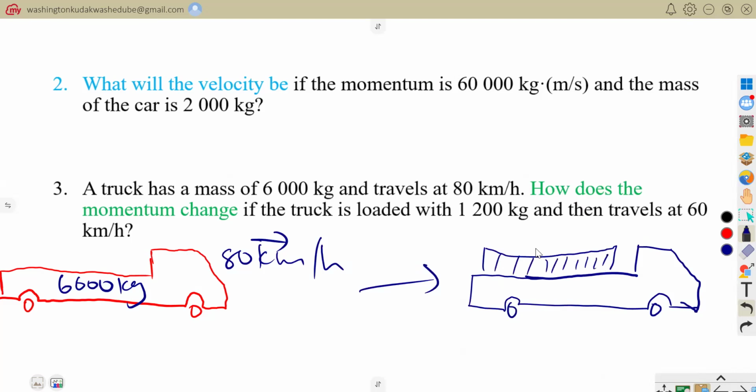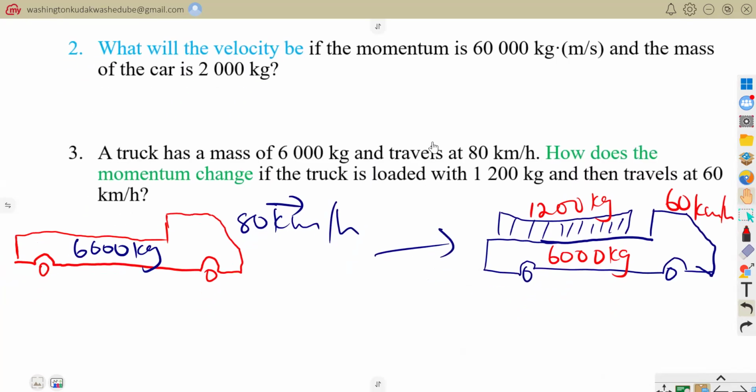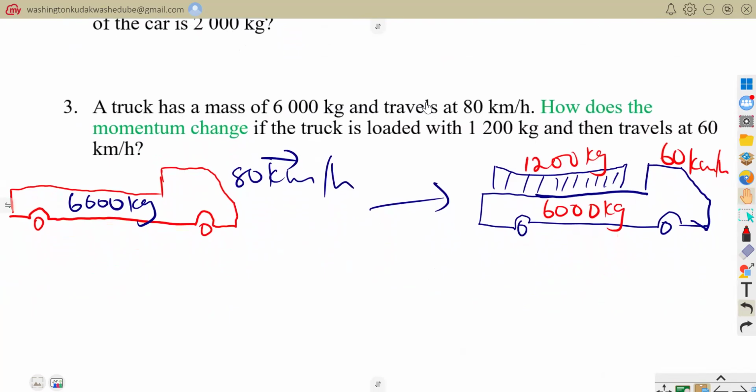So they load it with a mass of what? The mass is 1,000 kgs. Its own mass is 6,000 kgs. And now, because it is carrying a load, it starts moving at a lower speed, which is 60 kilometers per hour. Now they want us to determine what? The change in momentum. So how do we tackle this question? What we simply do is this.